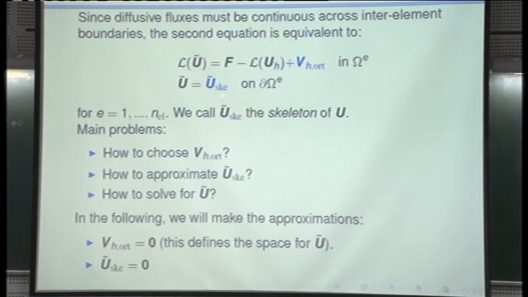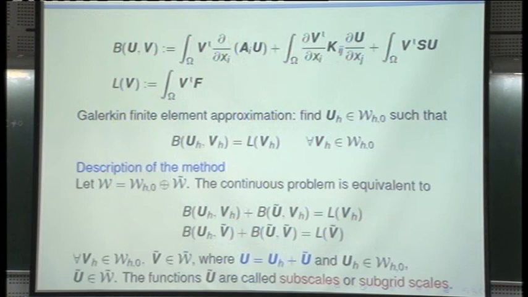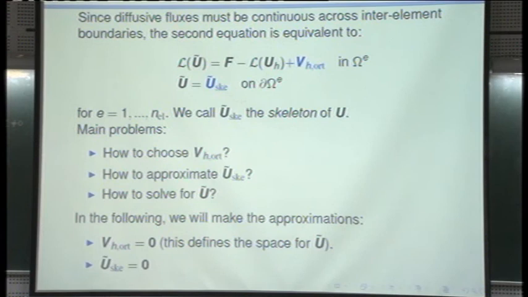We should, but now it's completely open. I mean, this is a framework, as I said. First, how do you choose the space of subgrid scales? How do you choose that space W tilde? Once you have chosen that space W tilde, you have that orthogonal complement. So to choose that orthogonal complement is exactly equivalent to choosing the space of subgrid scales. Second, how do you approximate the value of u tilde on the skeleton of the mesh, so the element boundaries?